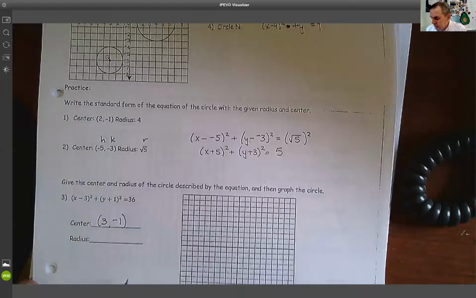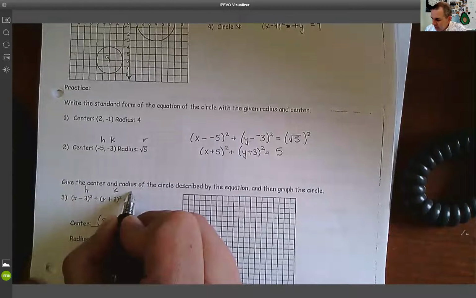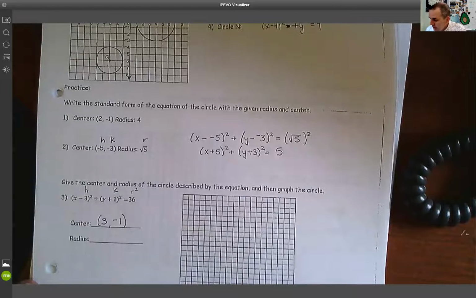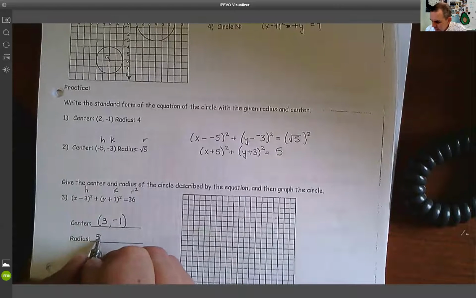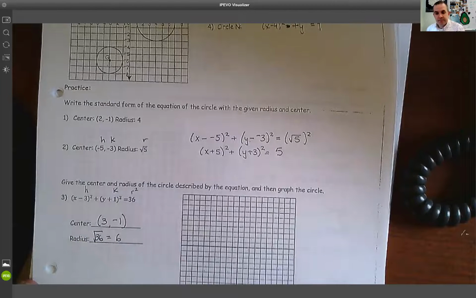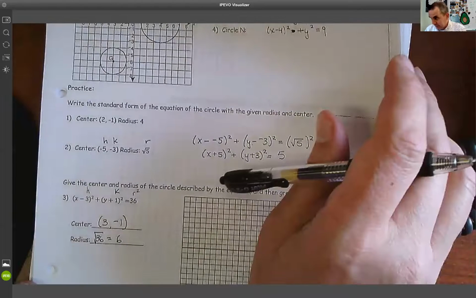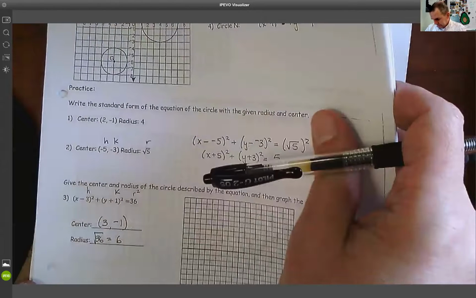So my center is (3, -1), h and k. This is my r squared. So my r squared is 36. To figure out the radius, I take the square root of 36 and make it 6. So that was the beginning of it. That's the first thing, actually figuring it out from a point and a radius or from a picture.